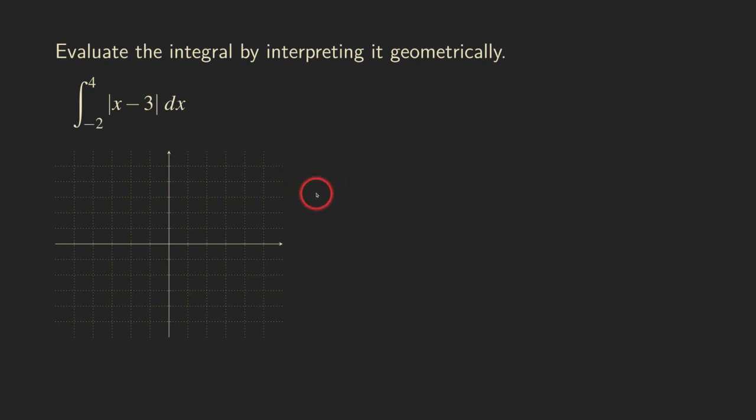Today let's continue to talk about how to evaluate an integral without using the FTC. What we're going to do is graph the integrand. This is y equals absolute value of x minus 3. So let's look at this function here. This function, y equals absolute value of x minus 3, it's really just what?